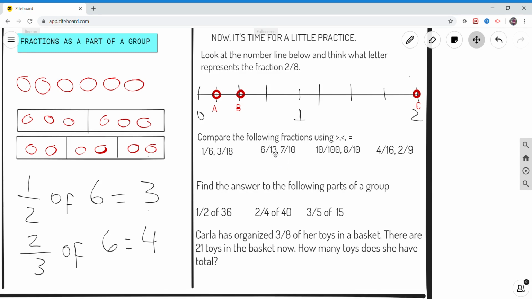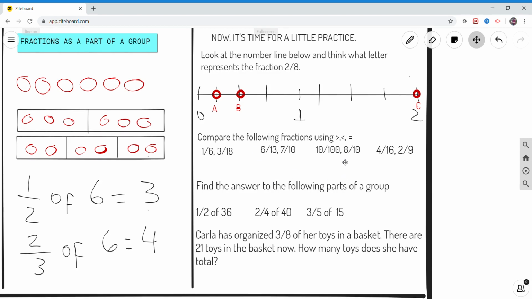6/13 is less than 7/10, or 7/10 is greater than 6/13. If you think about the benchmark, 7/10 is closer to being a whole than 6/13 is.